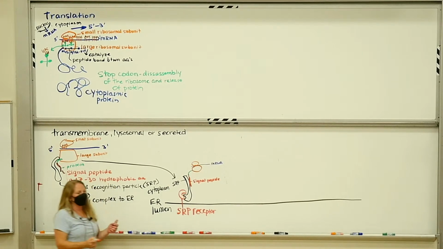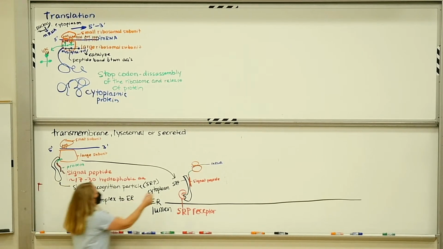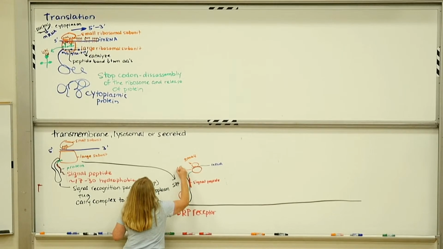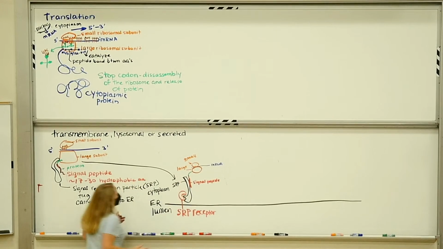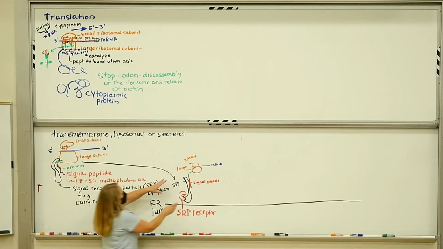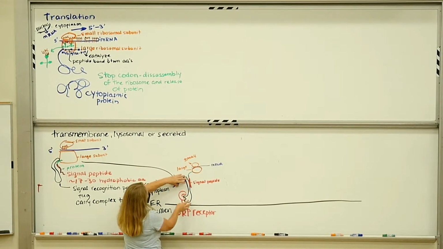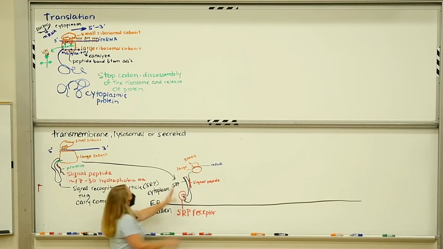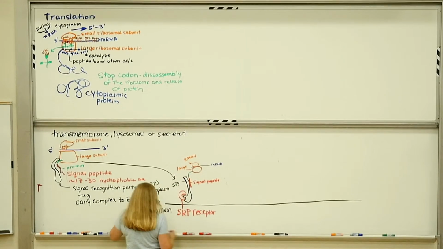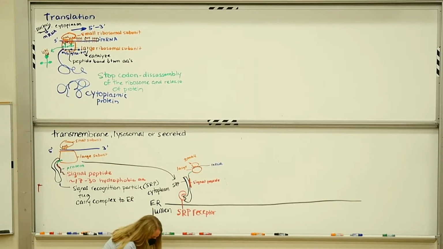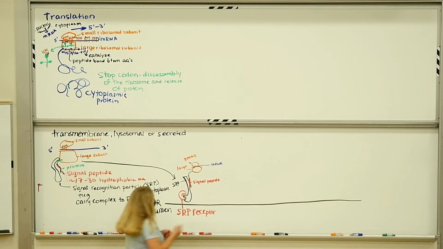My ribosome's looking more and more like a snowman here, but this is small. This is large. When the signal peptide and the signal recognition particle are attached to the SRP receptor, it will bring the ribosome down in contact with... I needed colors today, I knew I was going to.